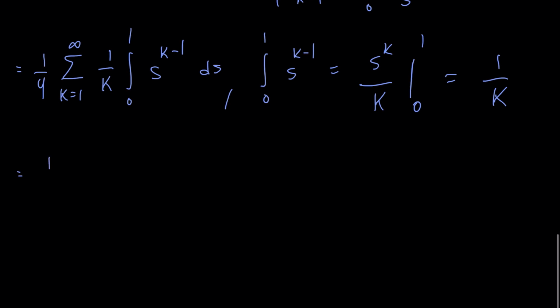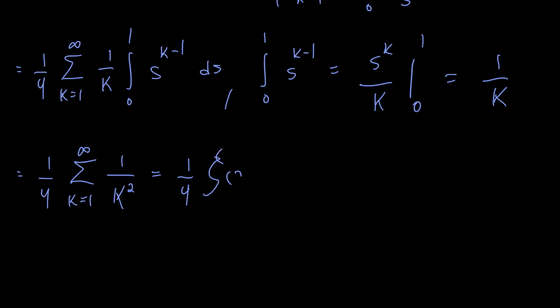So we have 1/4 the sum from 1 to infinity of 1 over k squared, which is equal to 1/4 zeta 2, which is 1/4 times pi squared over 6. In other words, pi squared over 24.